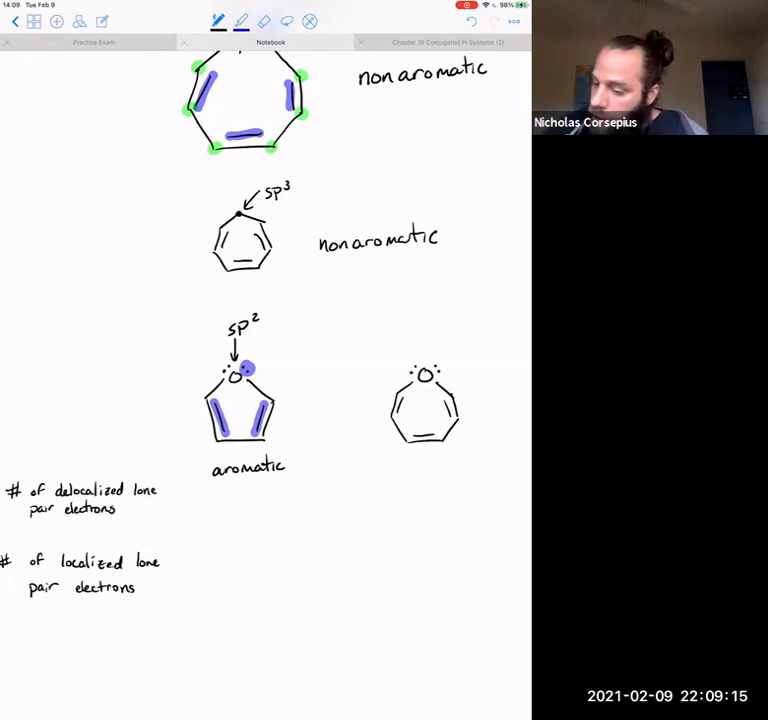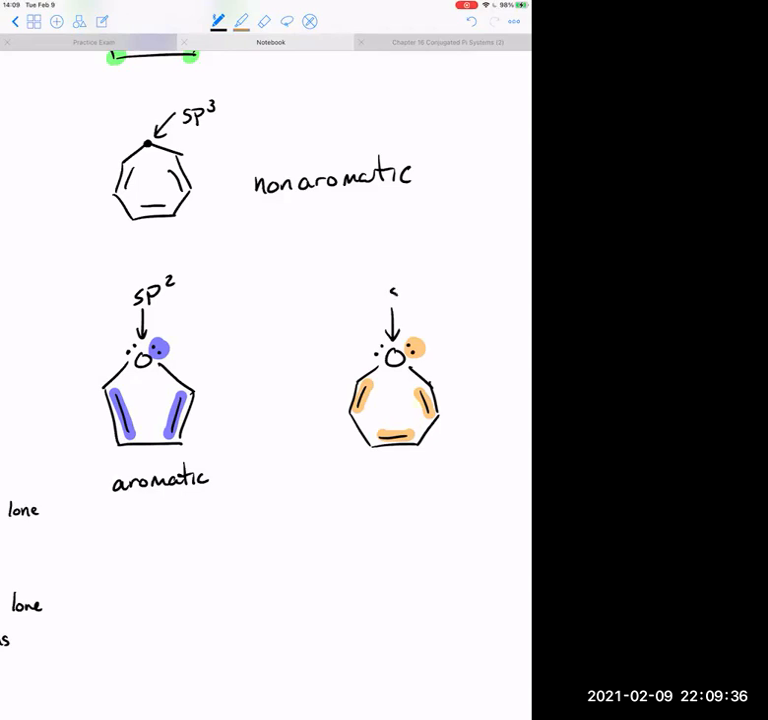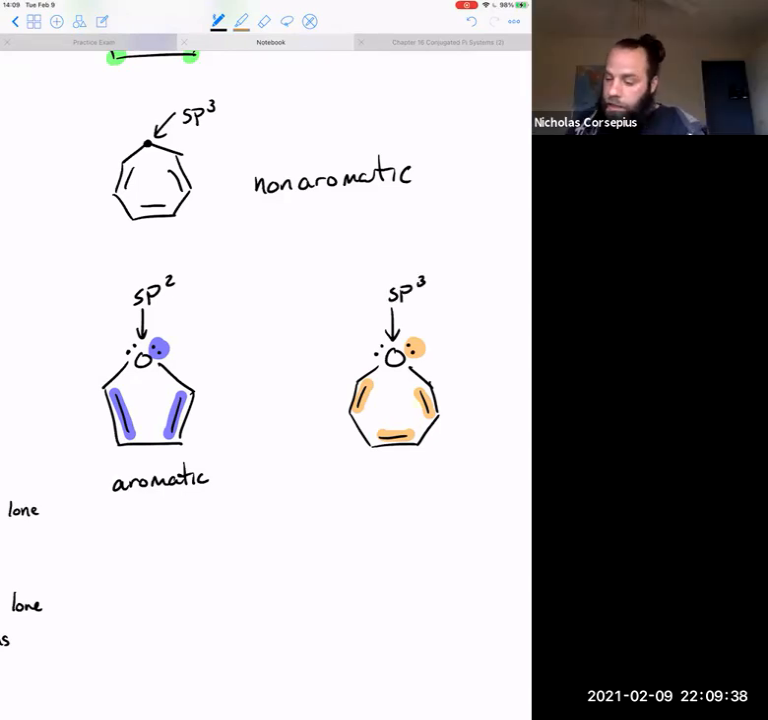If I go over here to this example, I have 2, 4, 6. If I included this one, that would be 8 electrons or 4 pairs. That's bad. So that would mean this oxygen is going to be what hybridization? sp3. Right? So notice it'll change its hybridization in order to be aromatic. It's not going to change its hybridization to be anti-aromatic. So in this case, this one is non-aromatic.